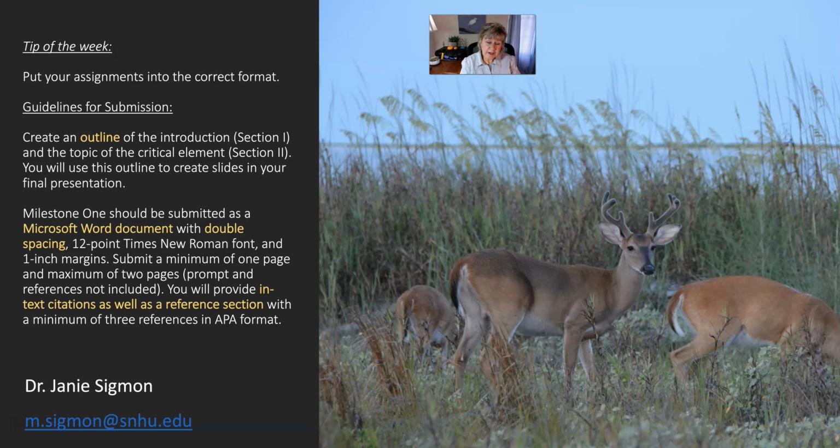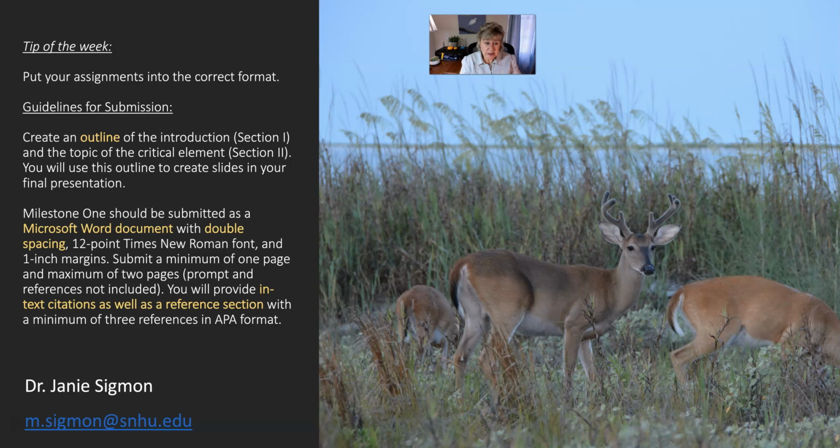Milestone 1 should be submitted as a Word document, double spacing. This is always important for me because it makes it easier for me to read. If you cram everything up into a little teeny paragraph with little teeny font, it makes it very hard for me to read, and that is not a good thing. That aggravates me because I have a lot of these to read, okay? So just saying, make it easy for me to read.